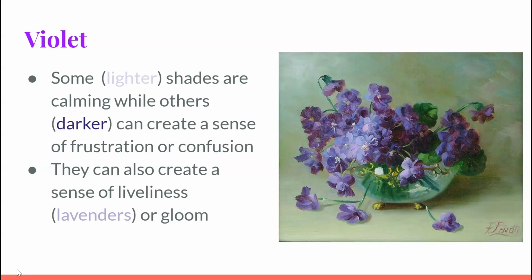Violet, or purple, is an interesting color in that it's very, very complex again. Some lighter shades are calming and have a relaxing effect, while darker shades can create a sense of frustration or confusion. They can also create a sense of liveliness. If you're using something like a lavender, it can feel very, very alive and youthful. Or darker shades can create that gloomy feeling again, that feeling of sadness or despondence.